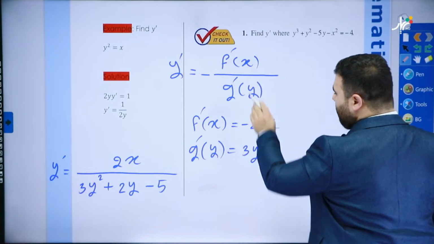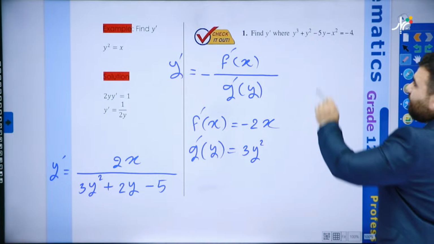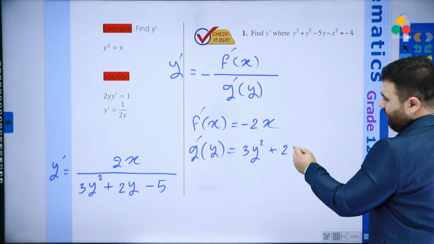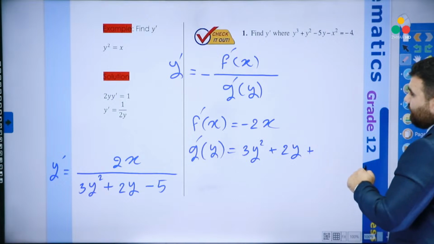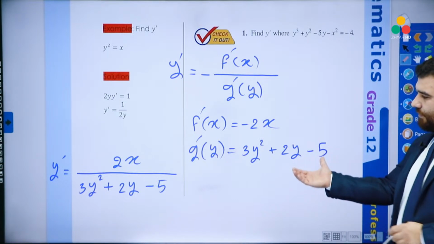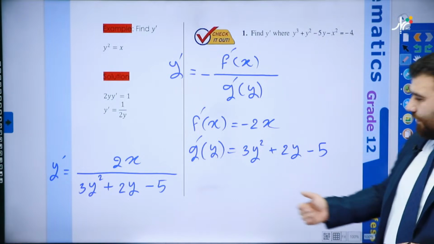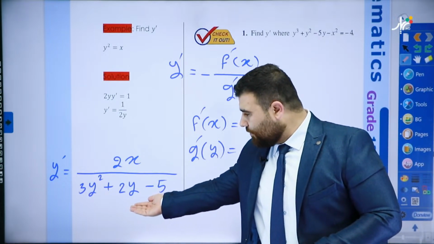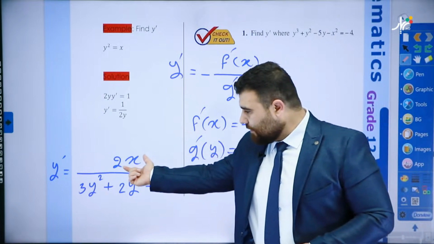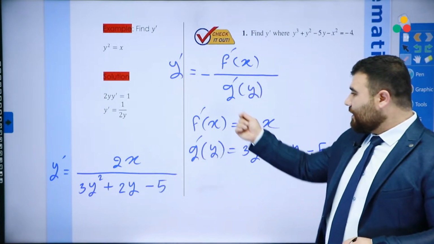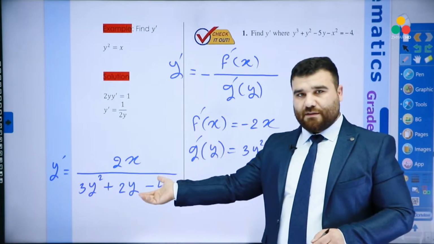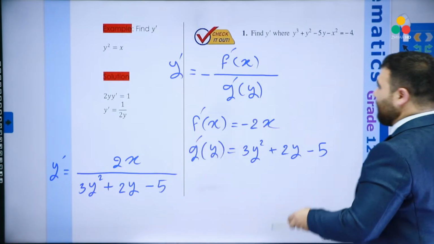Look, if I use this rule, I don't need to write y prime. Plus derivative of y power 2 is 2y, plus derivative of negative 5, it will be minus 5. This is the function according to y. Now look at here. 3y power 2 plus 2y minus 5 is this. 2x is this. And this negative in the rule will cancel this negative here, so we will get the same answer. Let's replace them back here.